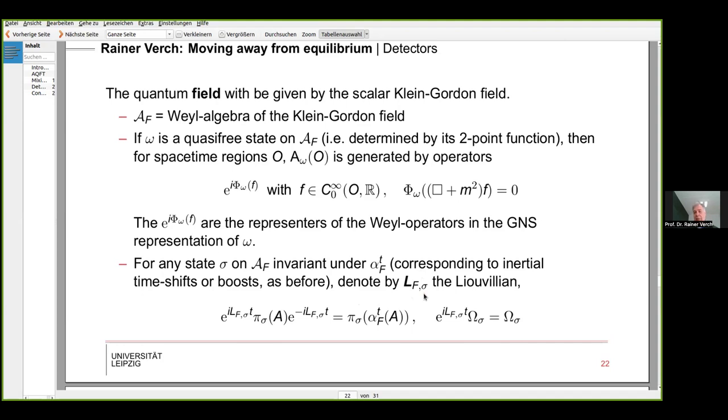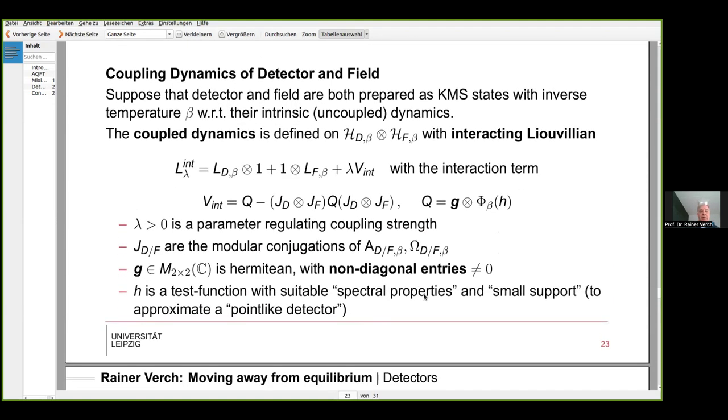Okay, these are the two systems which we have, and now we have to couple them. So, coupling dynamics of detector and field. Here we assume that the detector and field are both prepared as KMS states, both having inverse temperature beta with respect to their intrinsic, meaning uncoupled dynamics. So note, initially, the detector has an intrinsic dynamics. Also, the quantum field has an intrinsic dynamics, which can be representing either time shifts in an arbitrary time direction, or could be Lorentz boosts.